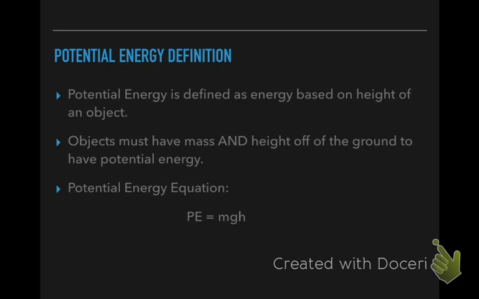Now in my class we also talked about elastic potential energy, but we're not going to focus on that today. So we are only focusing on how tall or how high something is in relation to the ground. So objects must have mass, and they must be a height off of the ground to have potential energy.